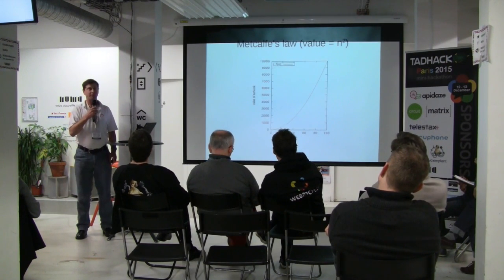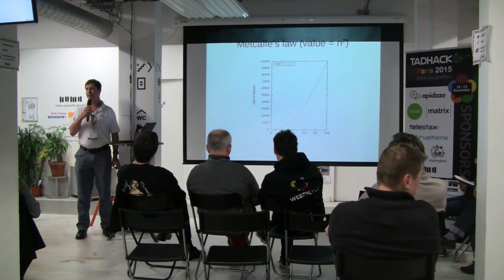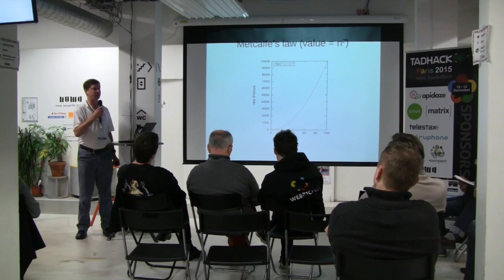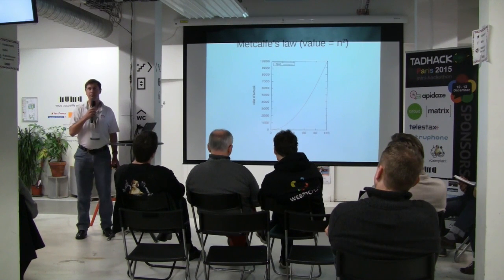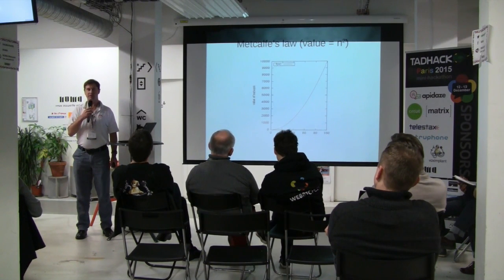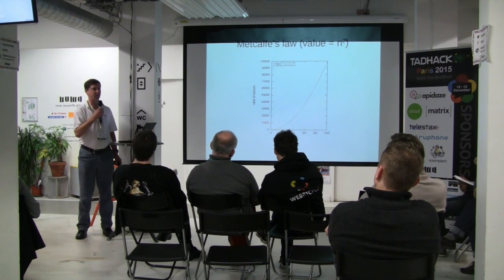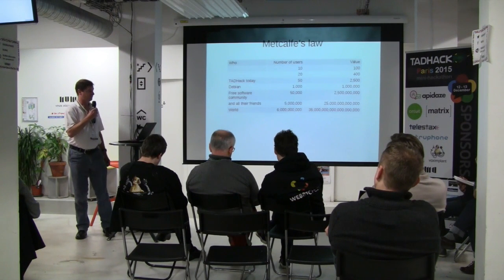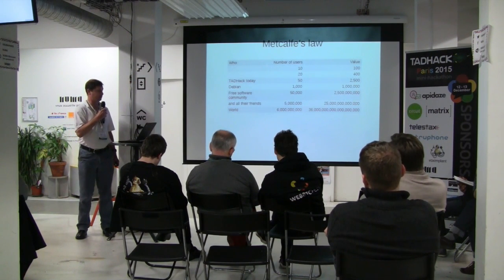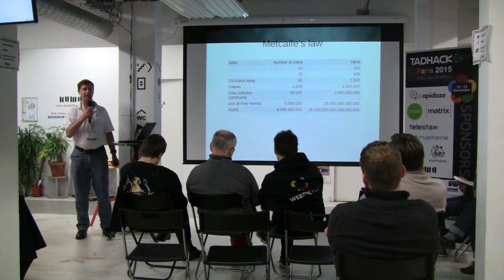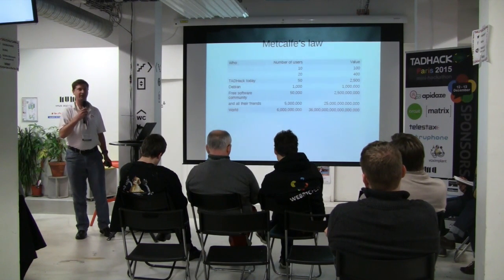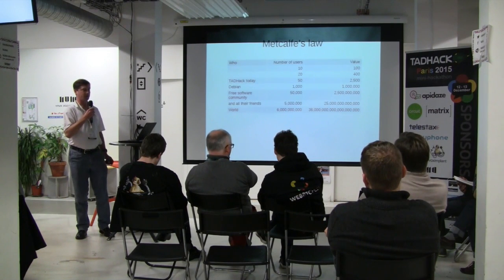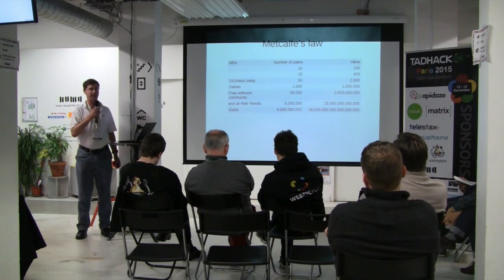Is anyone familiar with Metcalfe's law? Metcalfe said that the value of a telecommunications network is proportional to the square of the number of users. So if you've got 10 users, then the value of that network is 10 squared, so that is 100. Here at TADHack, if we have 50 people, and we all use the same technology to communicate, then the value of that technology is 2,500 using that measurement.